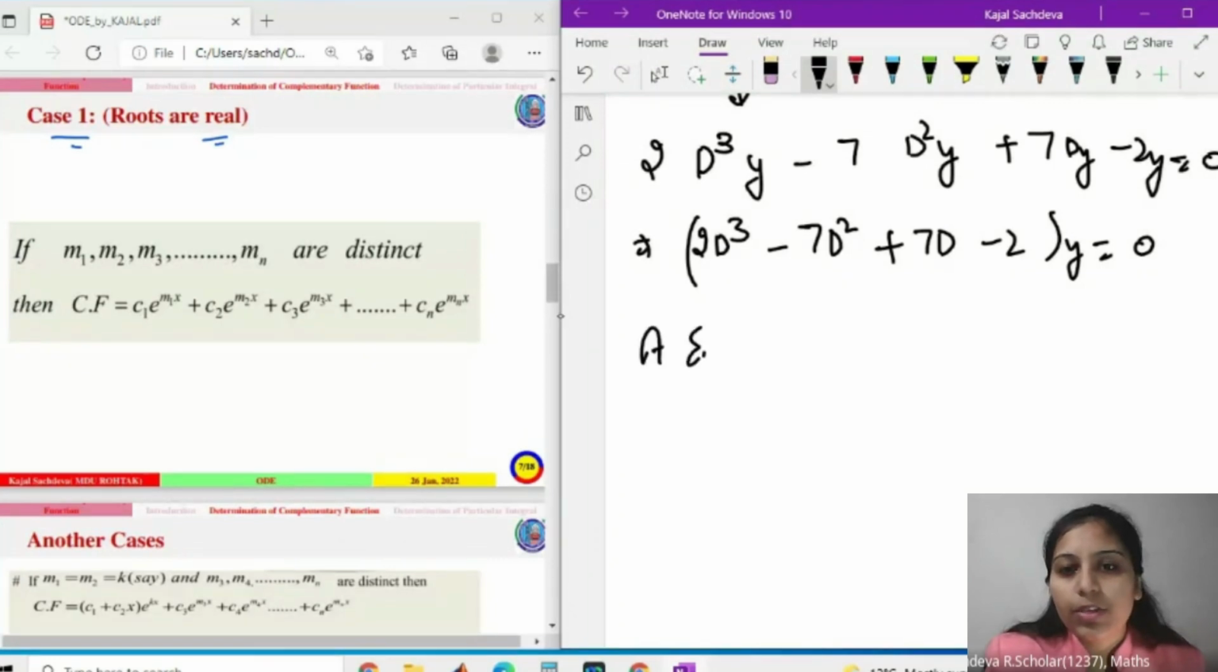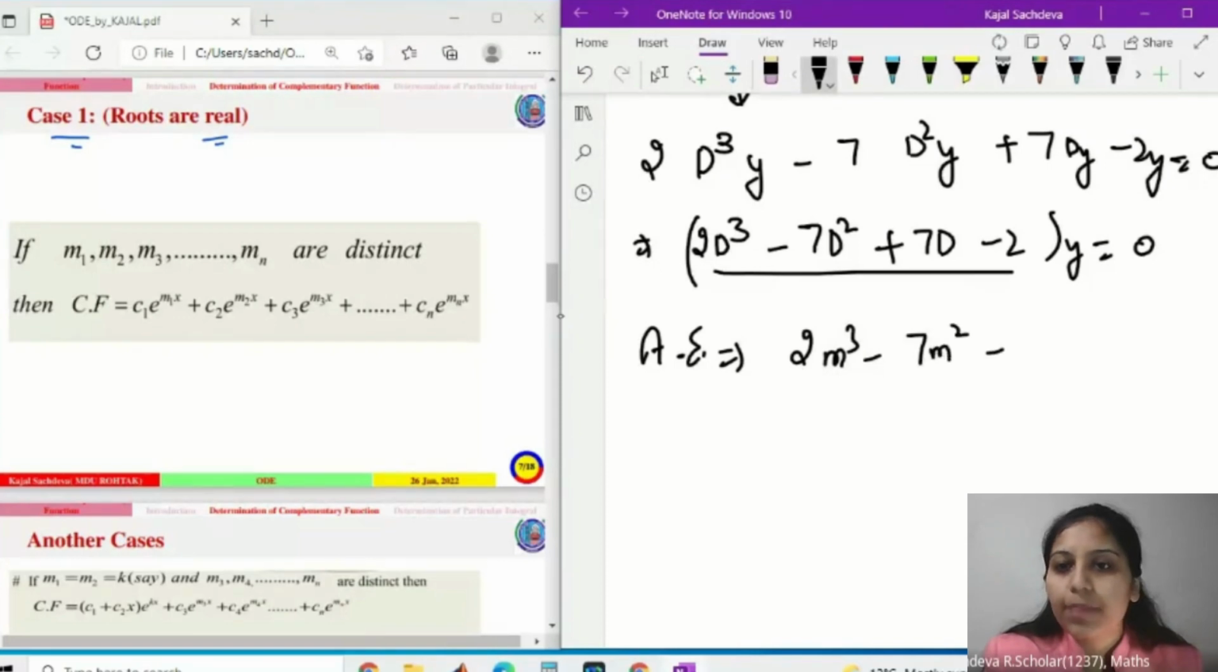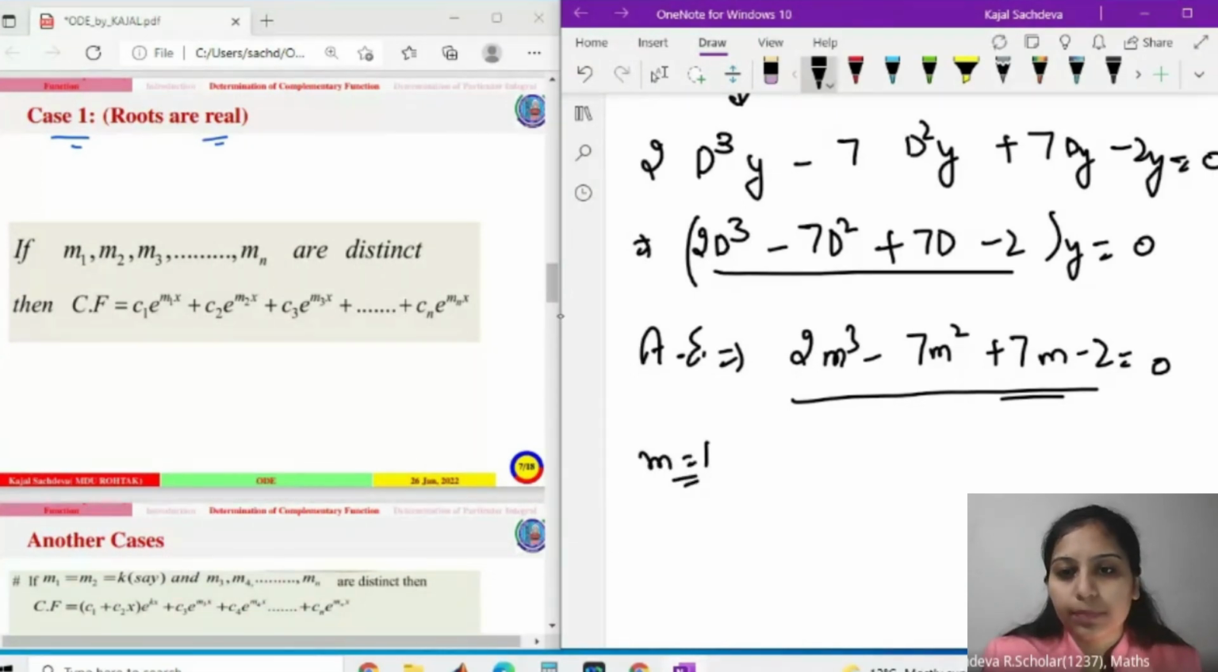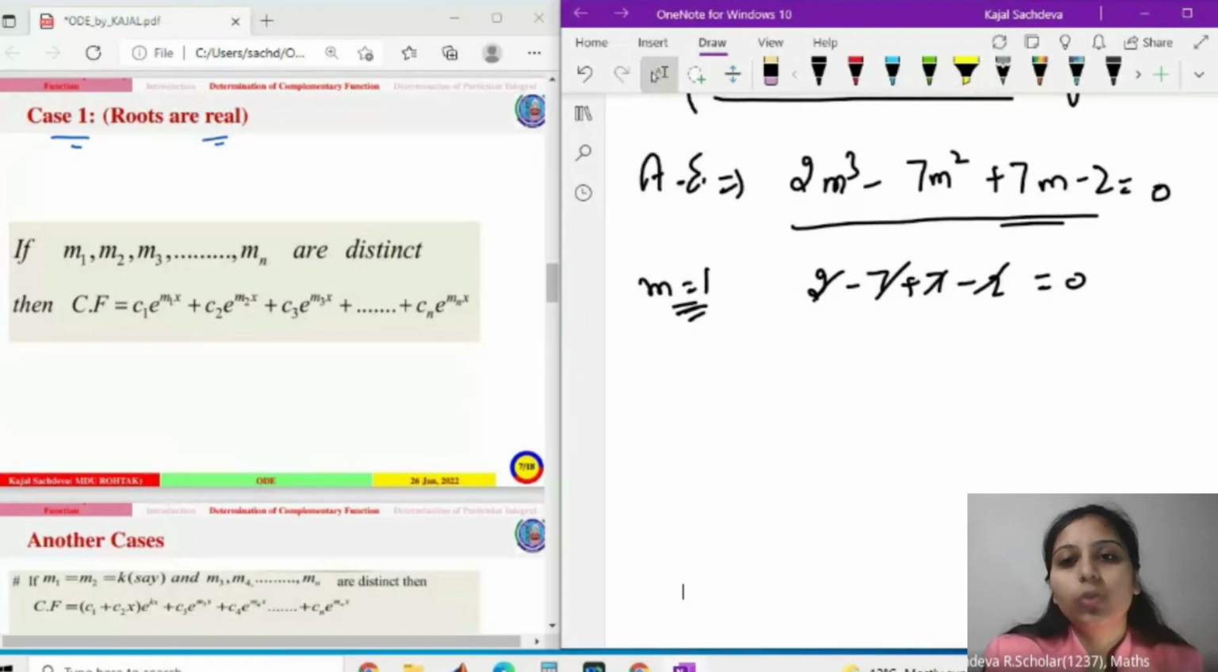Now write the auxiliary equation. How do we write it? Replace D by m: 2m cube minus 7m square plus 7m minus 2 is equal to 0. We have to find the roots of this equation. This is a 3rd degree equation, so the first root can be found by the hit and trial method. If we put m equal to 1, we get 2 minus 7 plus 7 minus 2, which cancels out and gives 0. So m equal to 1 is a root. One root we have found.